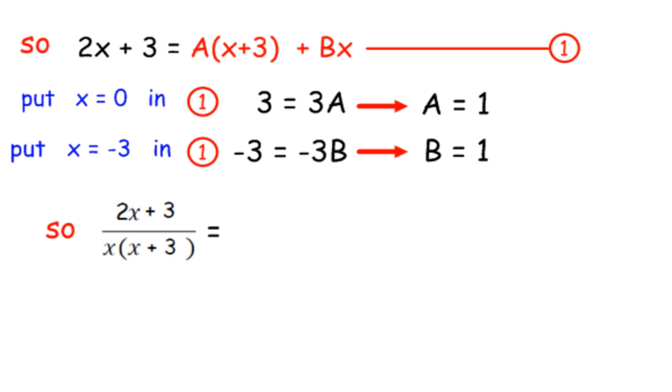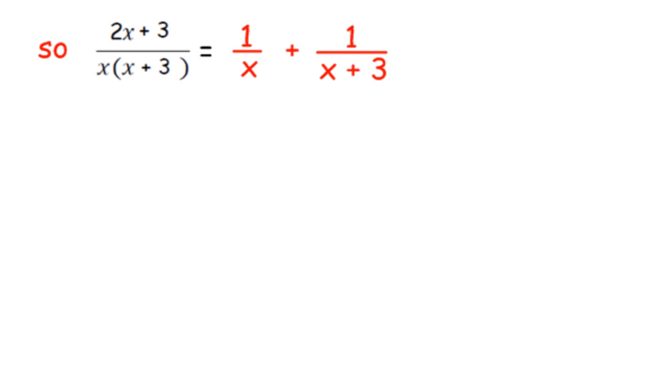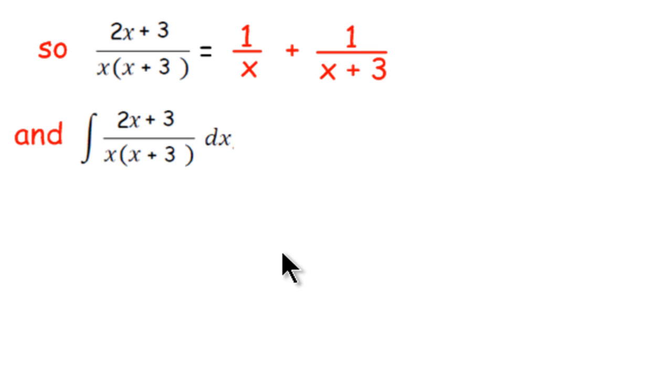So our partial fractions are 2x plus 3 over x times x plus 3 is a over x, 1 over x, plus b over x plus 3, also 1 over x plus 3. Our integration will now become, instead of the integral of 2x plus 3 over x times x plus 3, we replace this by the two partial fractions. So it's the integral of 1 over x plus 1 over x plus 3 dx.